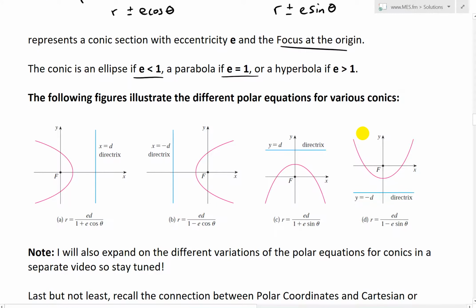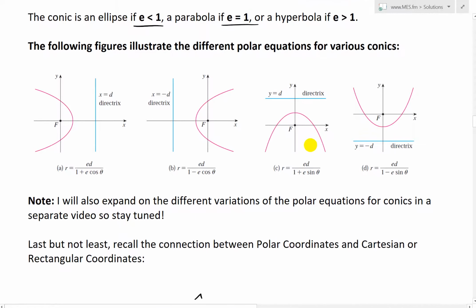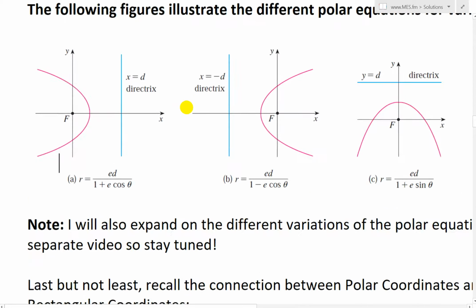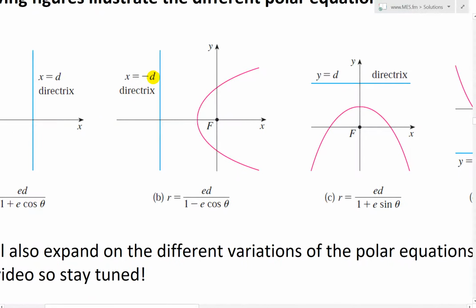So we could write a simple equation like that in polar coordinates. The following figures illustrate the different polar equations for various conics. Again, I'll be going over these in more detail, especially the proof of the theorem. If you have r equals ed over 1 plus e cosine theta, this is when the directrix is on the right side, and the focus is always at the origin. If the directrix is on the left side, x equals negative d, the conic is going to look something like that.